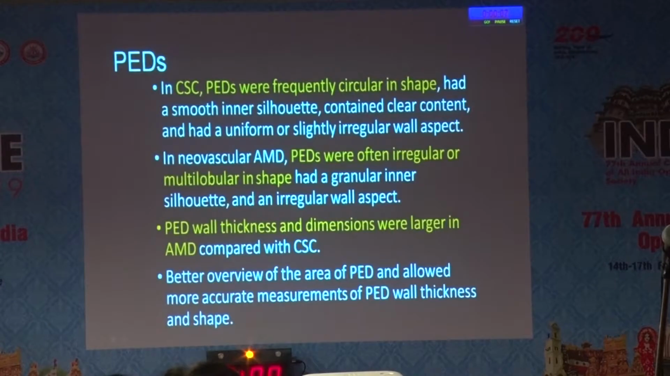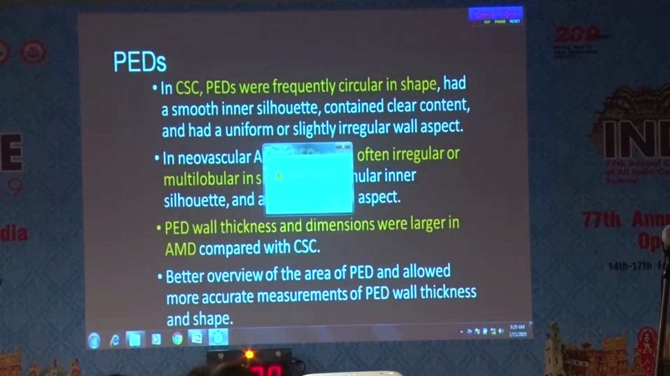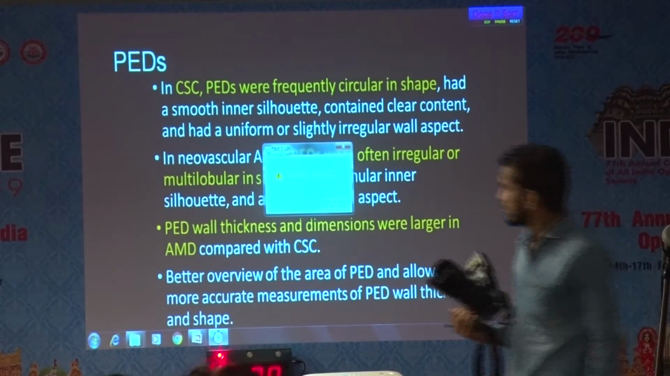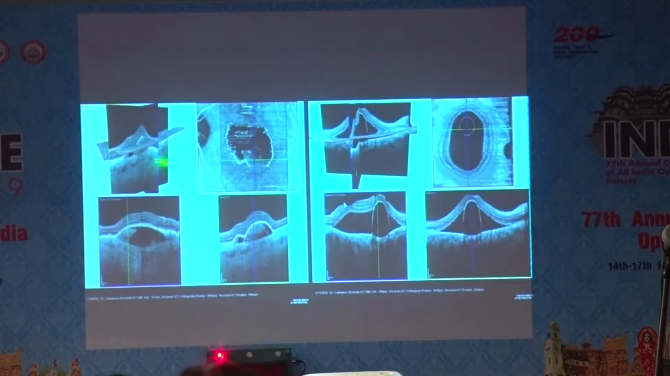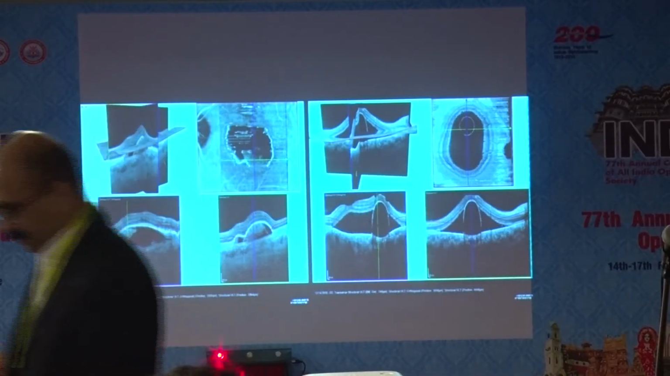So when you compare PEDs, as I said, in CSC, PEDs were circular and very regular. In neovascular, they were irregular. The PED wall is thicker in AMD compared to CSC. Very important key points. I have only 2 more slides. So this is an example, a CSC PED, perfectly round, very thin, like you've drawn it with a compass. Here, this is an irregular PED, has content, thick walls, irregular walls, multilobulated. So 2 points in differentiating PEDs on en-face OCT without an angiography.